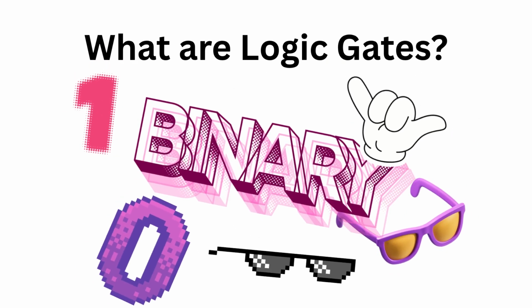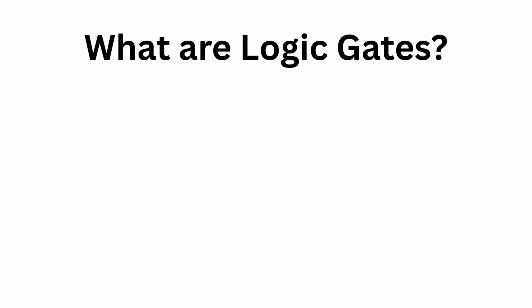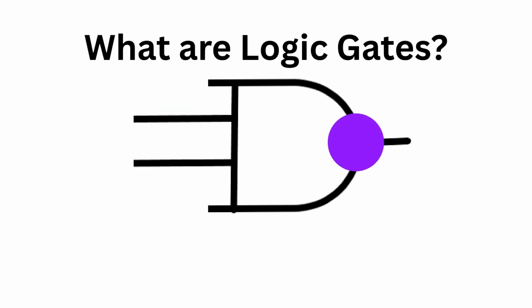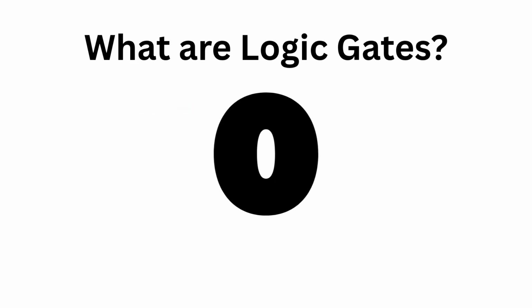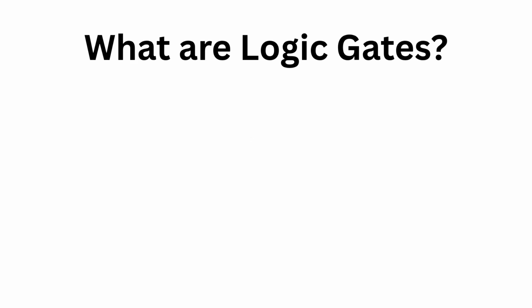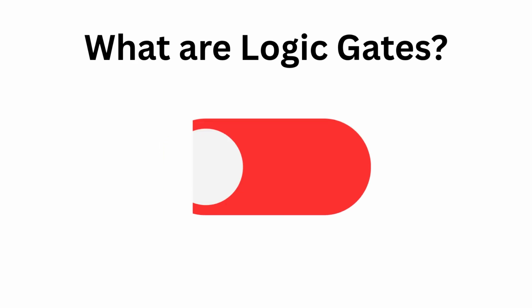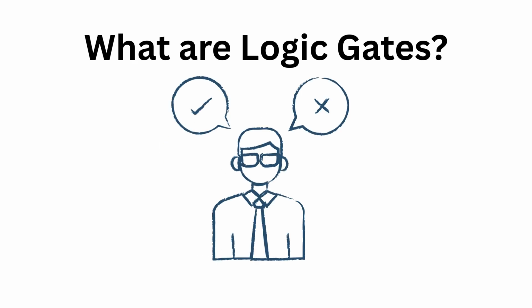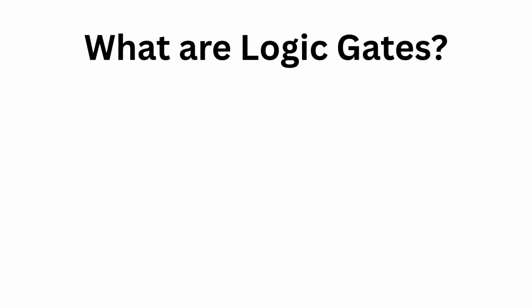That's binary, baby. A logic gate is like a tiny switch that takes inputs and gives outputs based on logic rules. The input is usually 2 bits, 0 or 1. The output is also 0 or 1. You send in a signal, either on or off, and the gate tells you what happens next. It's like a decision maker that only understands yes and no. Let's get on to the first one.